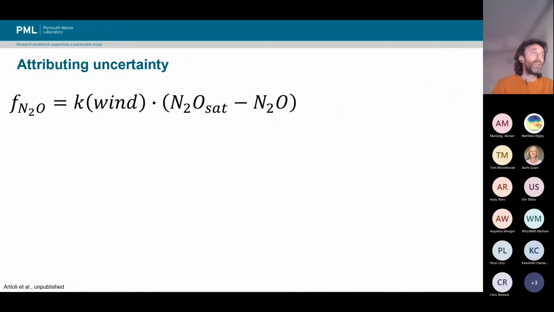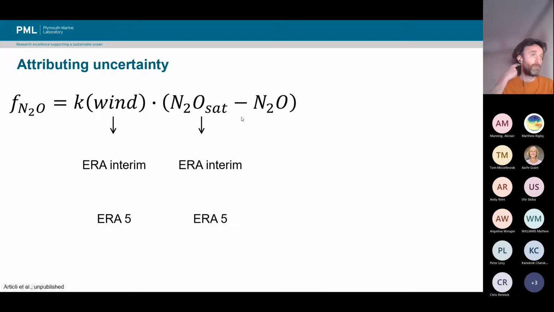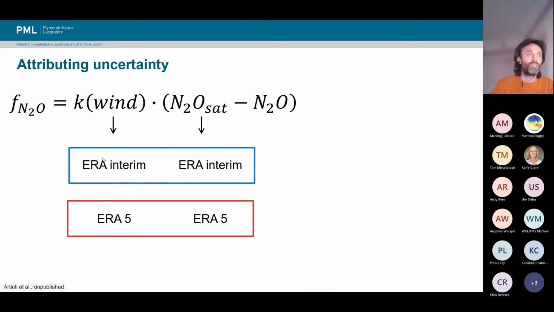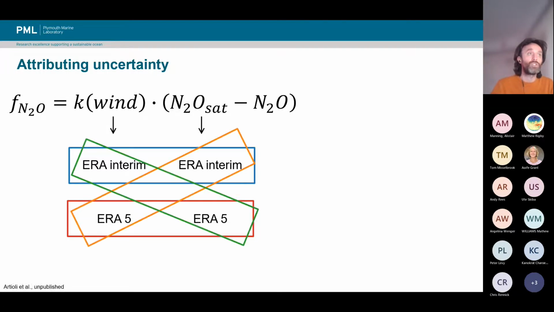To understand that, we know that this is basically the equation of the fluxes: there is a factor that is driven by wind, the gas transfer coefficient, and then there is the saturation and the actual N2O that is projected by the model. For both the wind and the saturation, we have the ones projected by the ERA interim simulation and the ERA 5. So this is the first simulation that I've shown, and this is the second simulation that I've shown. But because we have all these different fields separately, we can also try to combine them.